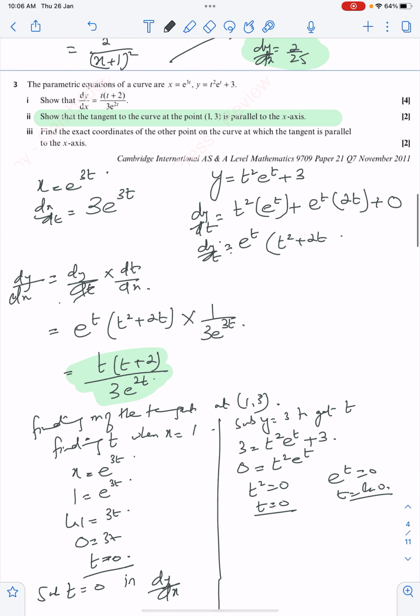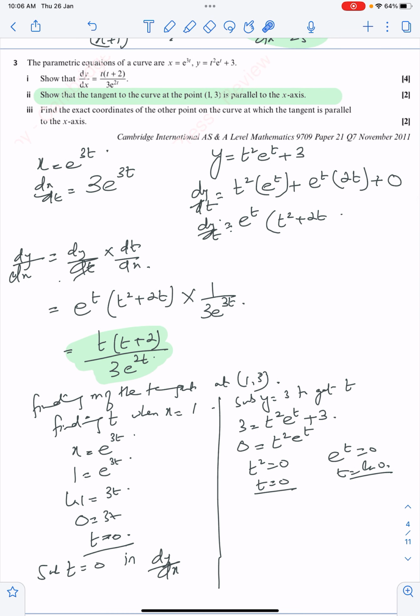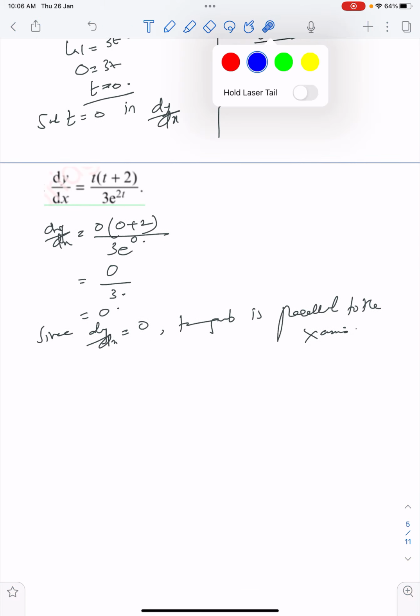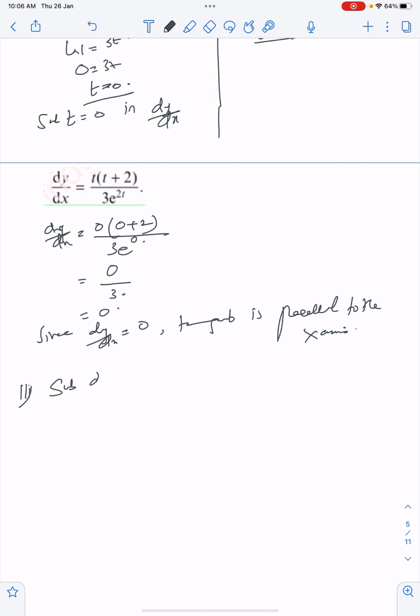Okay. Last part of the question. It says find the exact coordinates of the other point on the curve at which the tangent is parallel to the x-axis. Tangent is parallel to the x-axis, meaning dy by dx equals 0. So let me make dy by dx equals 0 here. Substituting dy by dx to get the other point.